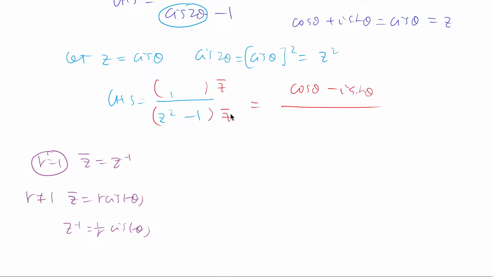z squared multiplied by z conjugate, we don't know how to simplify it. However, we know z conjugate equals z to the power of minus 1. So if you're using z to the power of minus 1 multiplied by z squared, that equals z. And then minus z to the power of minus 1.